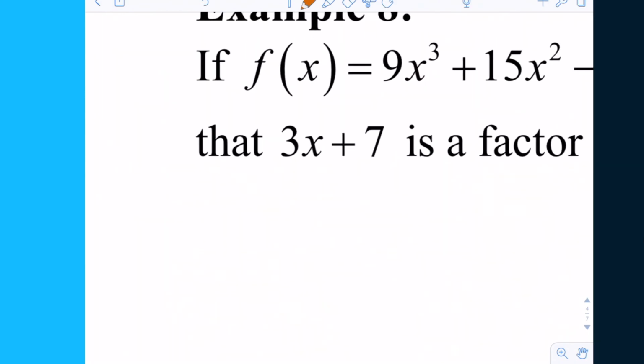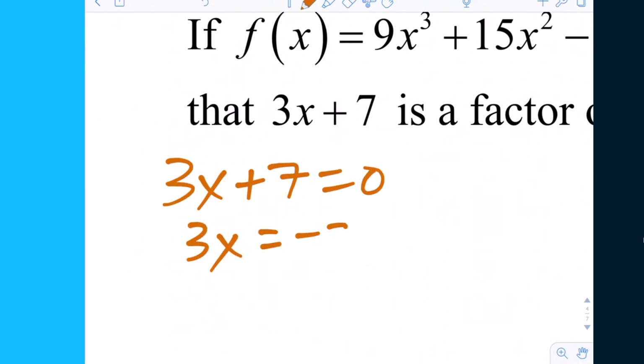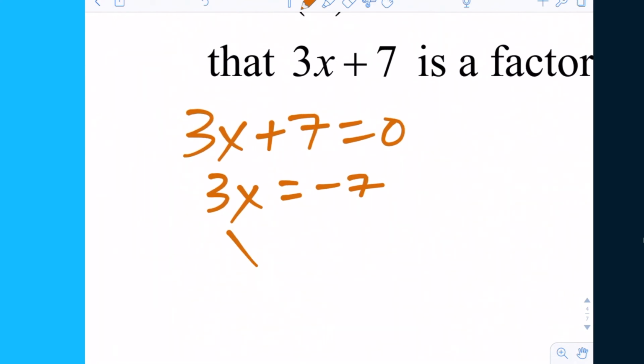Well, if 3x plus 7 is a factor, what is the root that goes along with it? Negative 7/3. Now, you got to be careful with a factor like this. It is linear, so it's prime per se, but it's not in the factor theorem form. So you can do one of two things. You can either set that linear factor equal to 0 and then algebraically solve, right? Bring the 7 across, divide through, and you get negative 7/3.